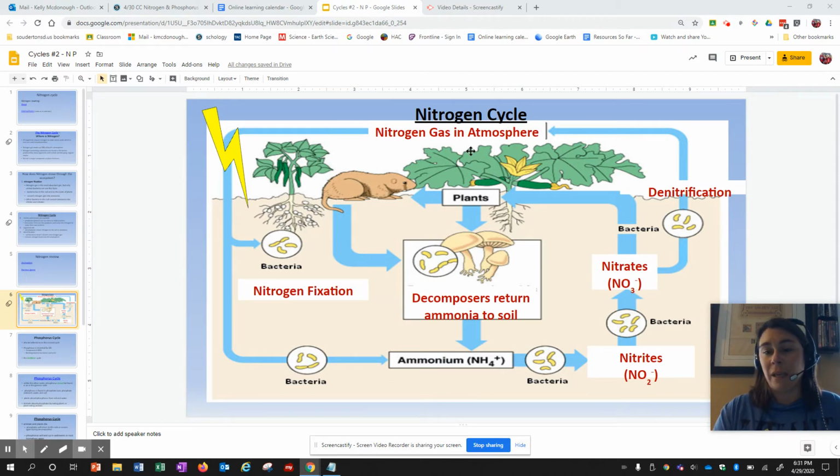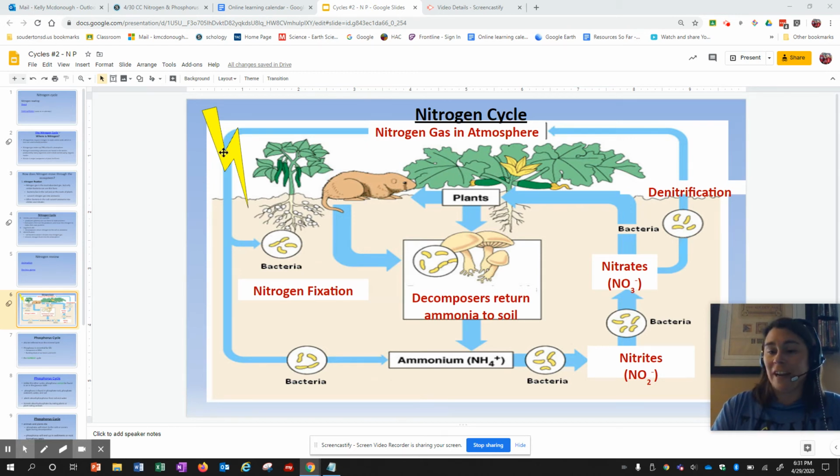Plants use it to make their leaves. Animals eat the plants. Animals get the nitrogen. Plants die. Animals poop and die. Decomposers return that ammonia to the soil. And then we have the same biologic cycle that we had in the carbon cycle, where it just keeps going through. The difference is this fixation. And then we also have denitrifying bacteria, where if we have a lot of nitrogen in the soil, that denitrifying bacteria will release it back into the atmosphere.